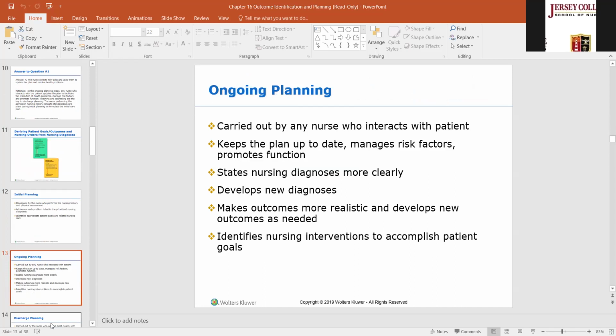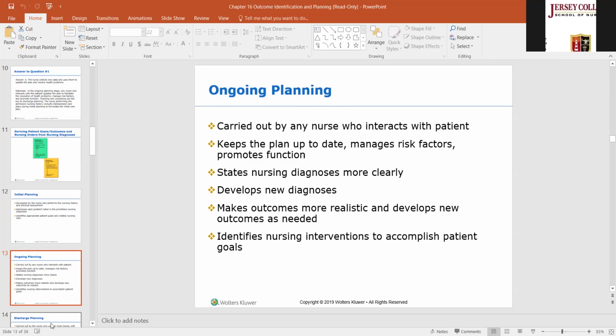The ongoing planning that's carried out by all nurses that interact with the patient. We're keeping the plan up to date. We're managing risk factors, promoting functions, adding new data as it becomes available. We're identifying nursing interventions that will help us accomplish those patient goals. And remember, it has to be specific, clear, and we have to be able to measure it.